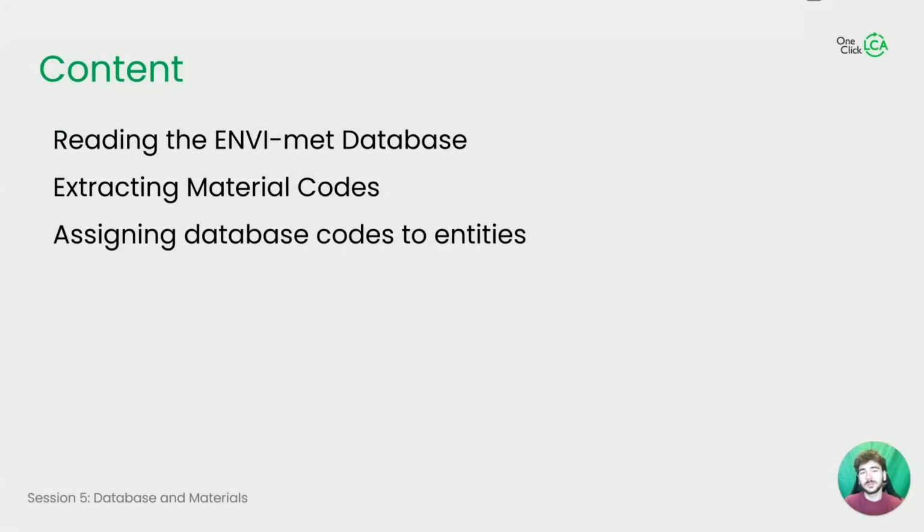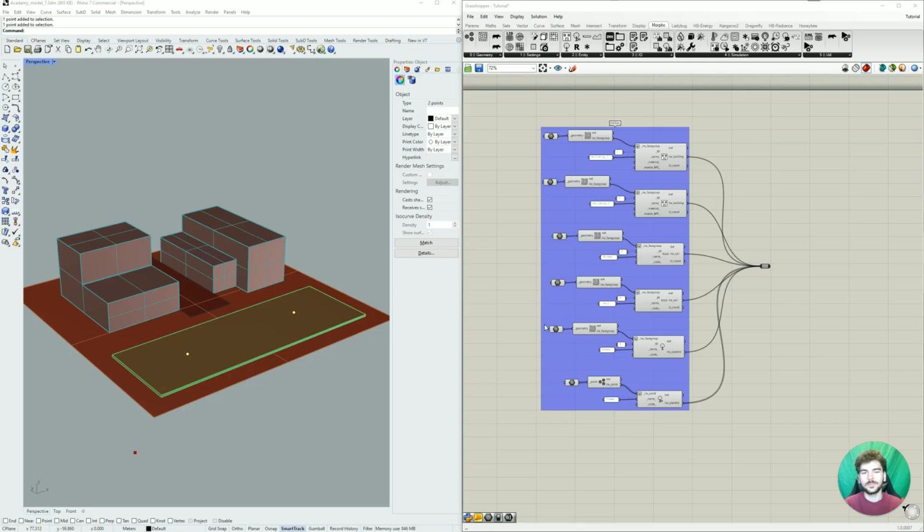Today we're going to learn about materials and the ENVI-met database, how we extract material codes from the database and how we assign them to the ENVI-met entities. Last time we created ENVI-met entities, so we assigned our buildings, surfaces and plants to ENVI-met entities. Now the next logical step is to assign different materials or plant species to those entities.